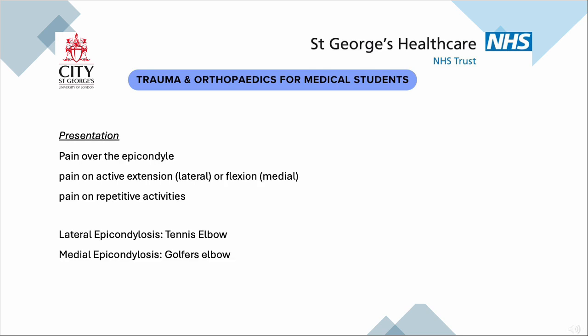The presentation is of pain over the epicondyle, either on the medial or the lateral side, with pain on active extension of the wrist on the lateral side, or flexion of the wrist on the medial side, and pain on repetitive activities, and this may be playing squash, typing, going to the gym. On the lateral side, as I said before, it's tennis elbow, and on the medial side, it's described as golfer's elbow.